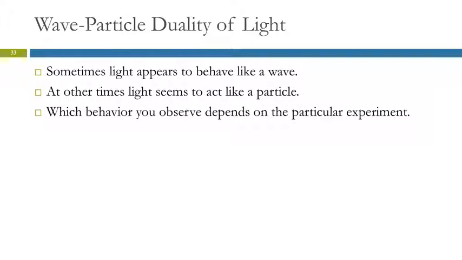So what we call the wave-particle duality of light is that sometimes light acts like a wave, sometimes it acts like a particle, and what behavior you observe depends on the experiment. When we do the diffraction slits, we see the wave behavior of light. When we look at the photoelectric effect, we see the particle nature of light.